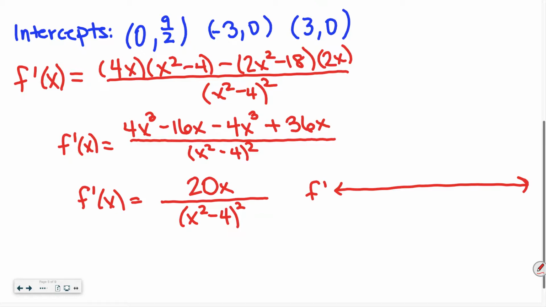Okay, so when we make a number line here, 0 makes our derivative 0. Negative 2 and positive 2 make our derivative undefined. Well, what's happening at -2 and +2? What did we decide early on? What's happening there? We have asymptotes.